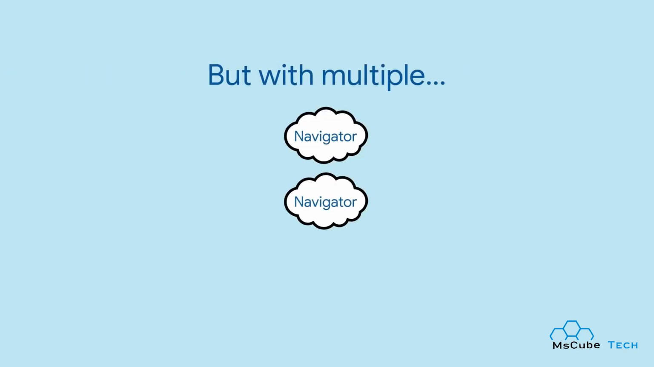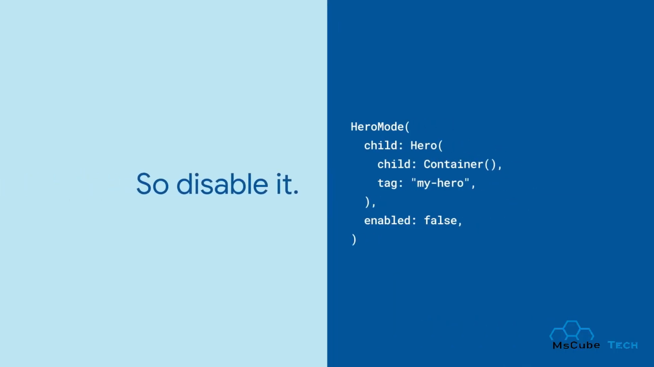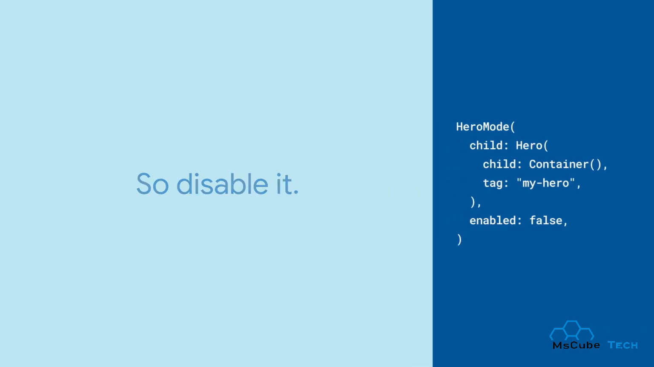But what if there are multiple navigators? Which one takes care of the hero? This can happen if you have multiple tabs and a separate navigator within each tab. But in that case, there's still the global navigator keeping track of which tab is currently active. You might then want to disable the hero animation for one of those routes.